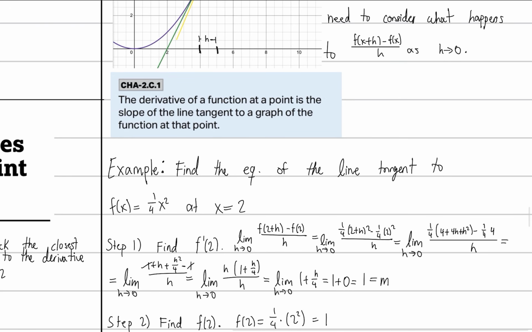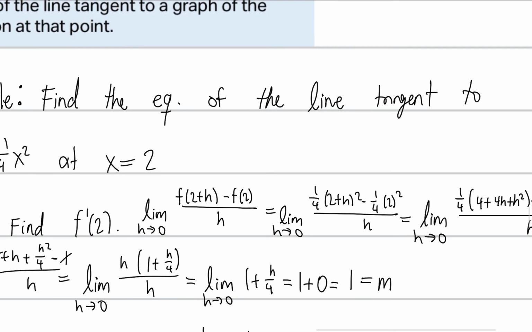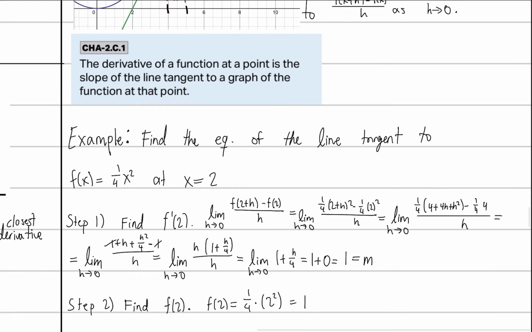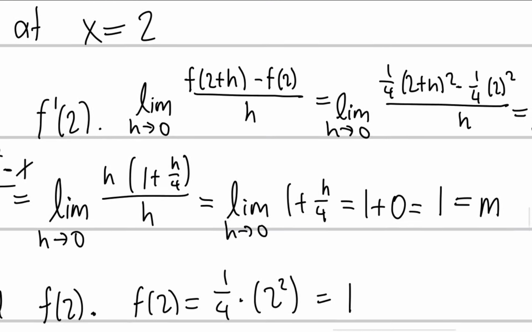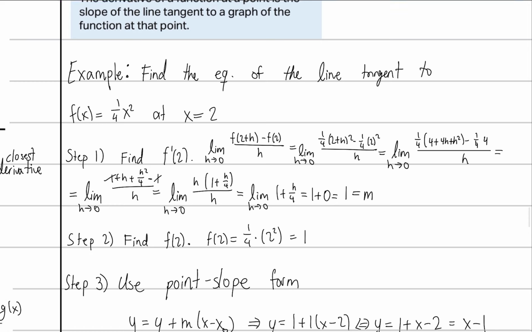And one example of a problem you might be asked is to find the equation of the tangent line, which is again the linear approximation. This is going to come up later. Find it for f of x equals 1/4 x squared at x equals 2. So the very first step is to find f prime of 2. We're going to use the limit definition because we haven't discussed properties, but of course this won't be assessed. You could look at the following algebra, but you're going to get 1, and that's your slope.